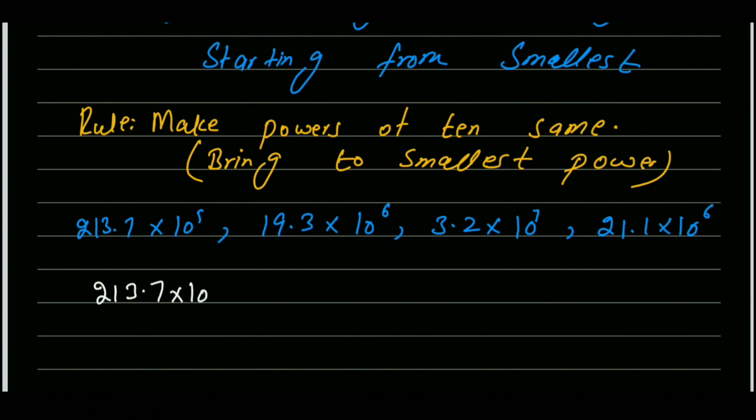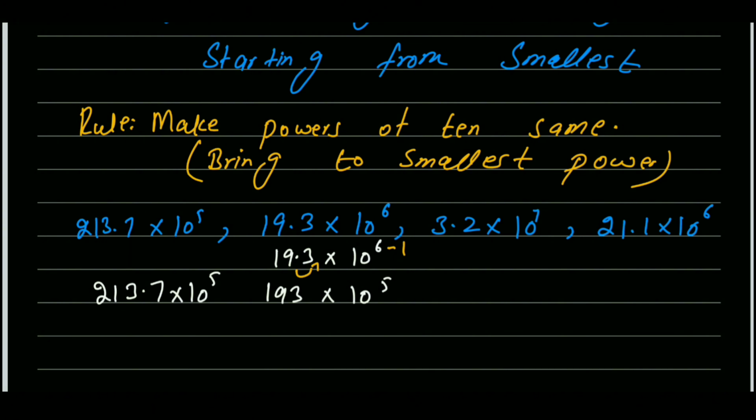213.7 multiply 10 raised to power 5 will remain as it is. We have to make it 5. So when we subtract, 19.3 multiply 10 raised to power 6 minus 1, and decimal will move one number right side. It will be 193 multiply 10 raised to power 5.